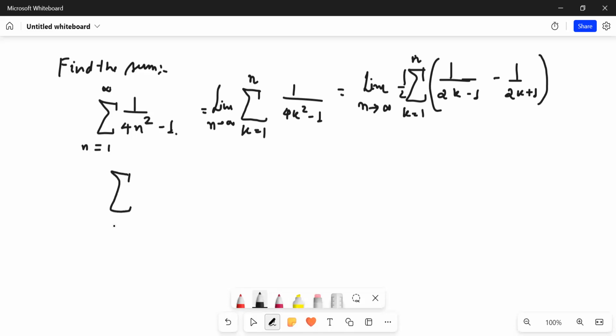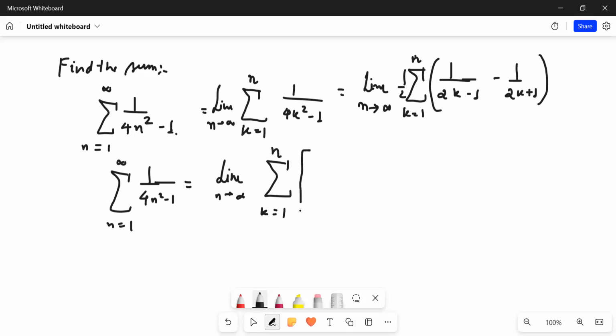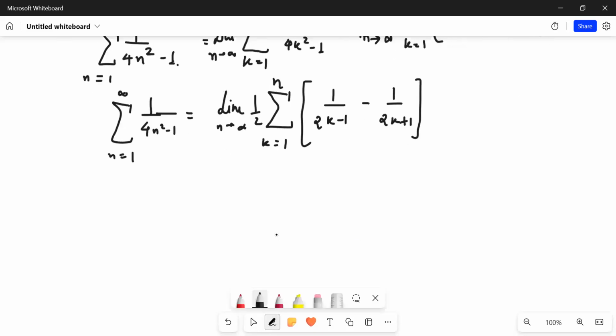So basically the summation n equals 1 to infinity of 1 upon 4n square minus 1 is equivalent to finding the limit n tends to infinity, summation k equals 1 to n, of half times 1 upon 2k minus 1 minus 1 upon 2k plus 1. Okay, and this is equivalent to writing the limit n tending to infinity. Now let us write this. Let us try to solve this.